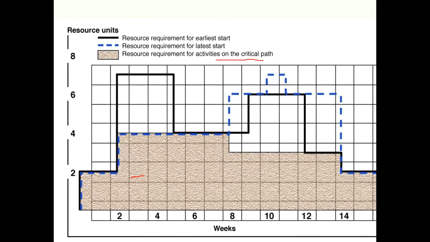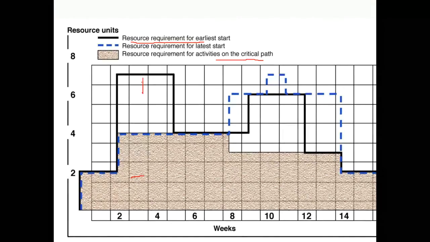Now the solid line on the top indicates resource requirements based on the early start timings. So here you can see if we decide to work on our project on an early start time, we have got a huge peak starting in the middle of the second week, and which continues up to the middle of the 5th week, and then there is a bit of a trough.